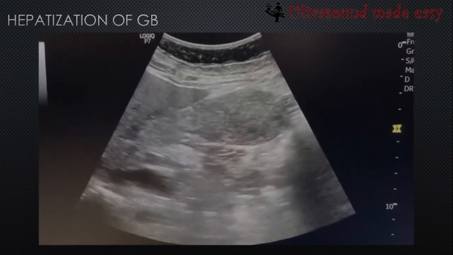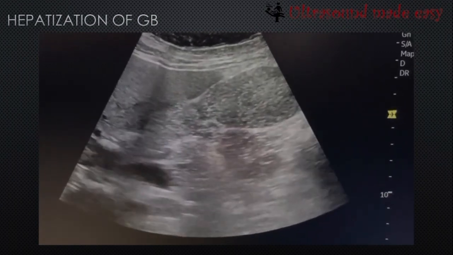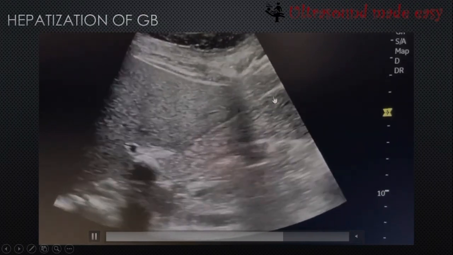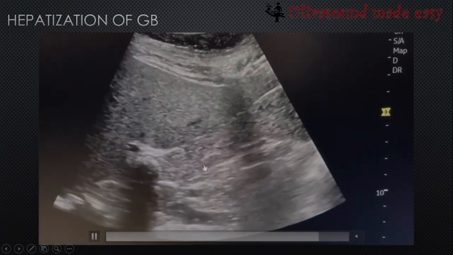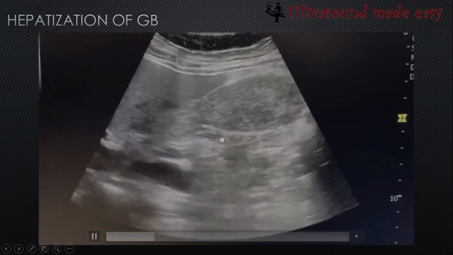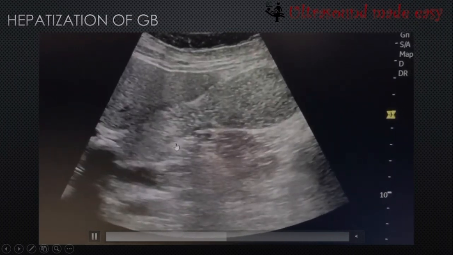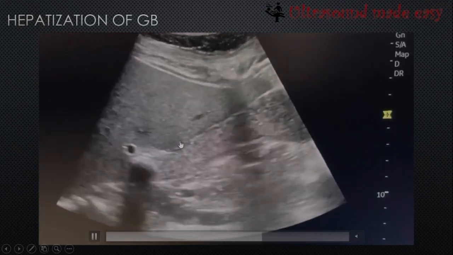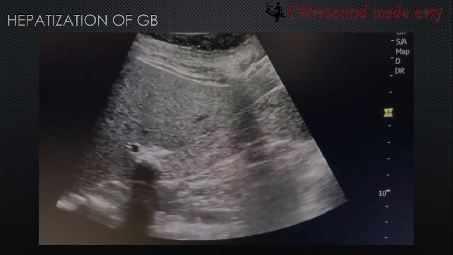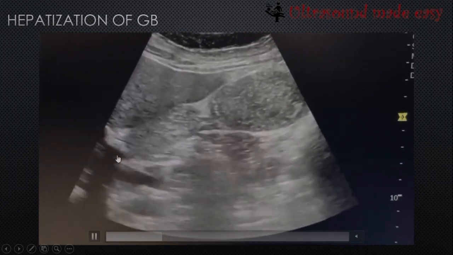So there is a very important case. Here you can appreciate the gallbladder extending from here. This is the gallbladder, the whole of it, and its echogenicity is comparable with the liver. This is the distended gallbladder. The echogenicity is due to the presence of a very significant amount of sludge. The sludge is due to the impacted calculus at the neck.